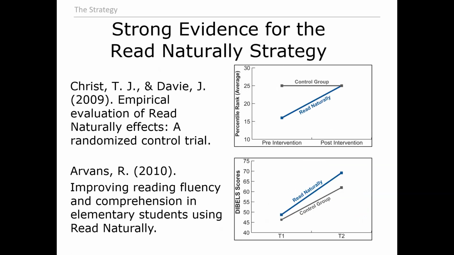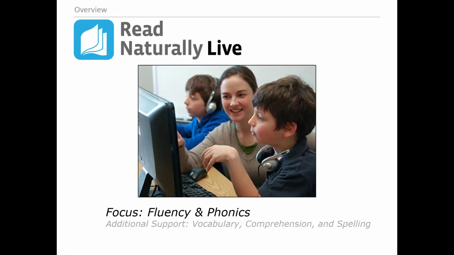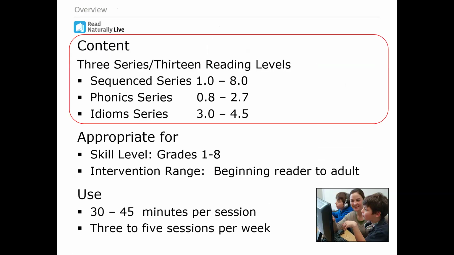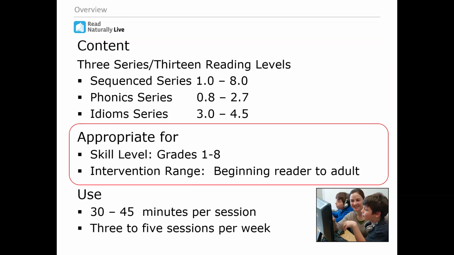And then in future studies, we have seen a lot of success with the Read Naturally strategy being used in our programs. So let's get a little deeper into Read Naturally Live and how it works. We have, as I mentioned, many levels. So in the sequence series, it goes from 1.0 to 8.0, in the phonics series 0.8 to 2.7, and the idiom series 3.0 to 4.5. And don't worry, if you have students with phonics needs above 3rd grade, then Word Warm-Ups Live can be used in combination with Read Naturally Live. So it can be used again from first grade skills to 8th grade skills, from beginning readers to adults.